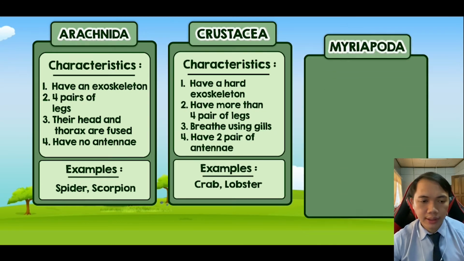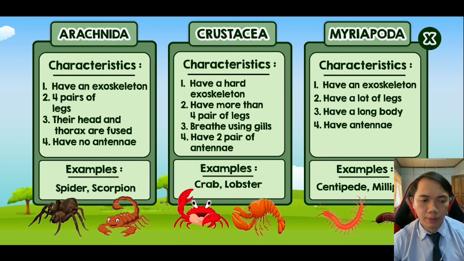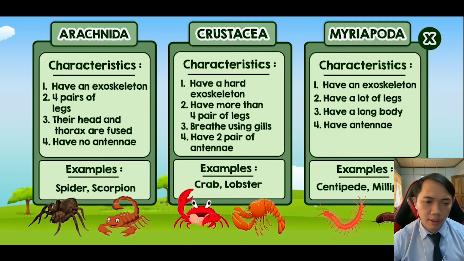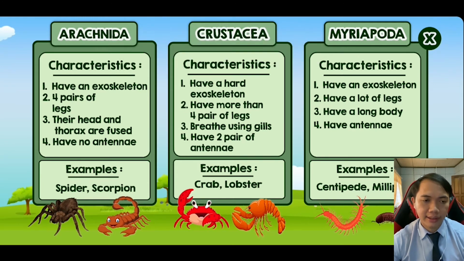In this page, it's different from other classes of animals because there are three classes of animals in one page. The first one is arachnida, second crustacea, and third myriapoda. But it shows the same characteristics and examples like the previous page.